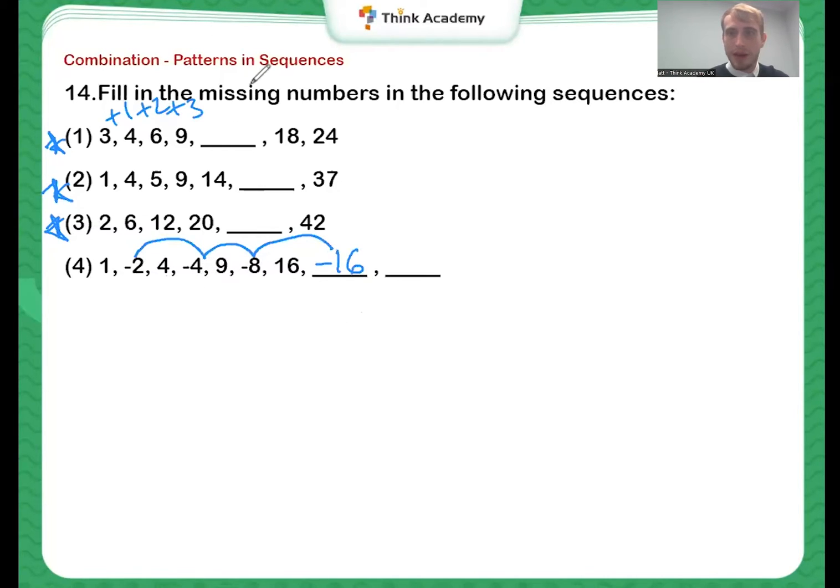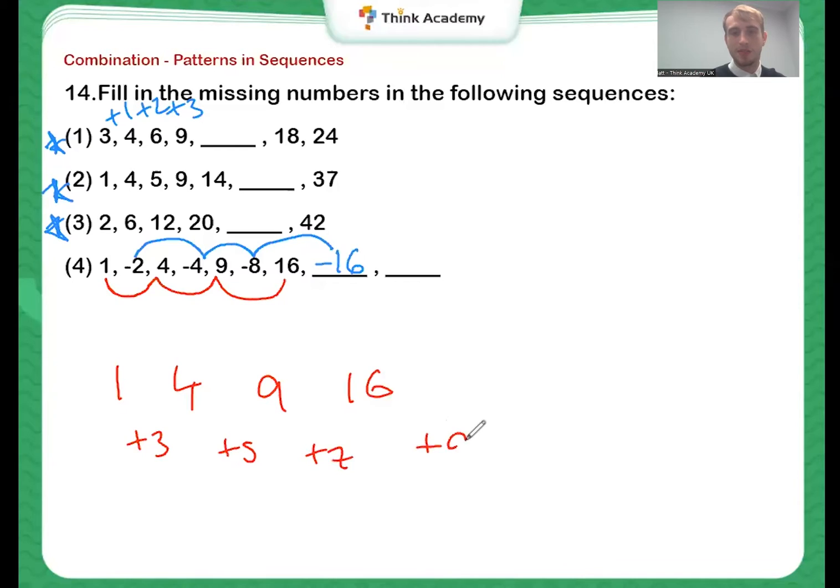Now, looking at the other pattern, which is running alongside it, we've got 1, 4, 9, 16. You can find it by looking at the differences. So you get +3, +5, +7. So the next one is +9. But it's much easier to spot: these are all of our square numbers. So the next one is just 5 squared, which is 25.